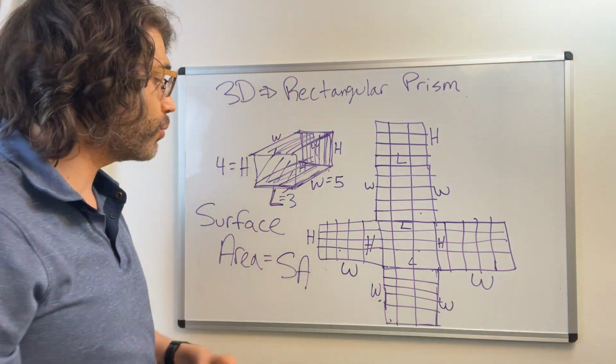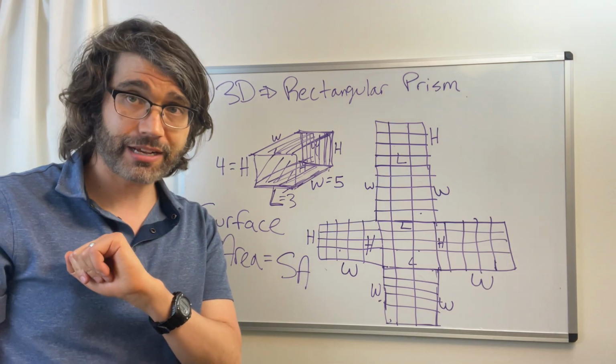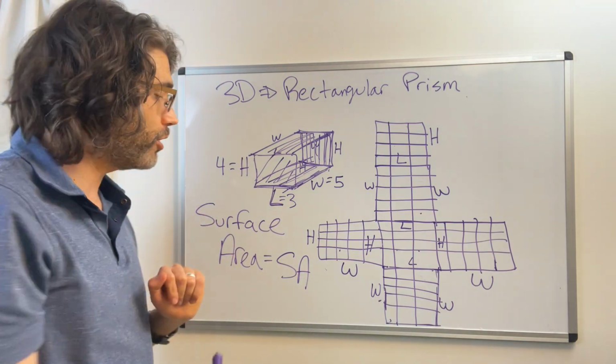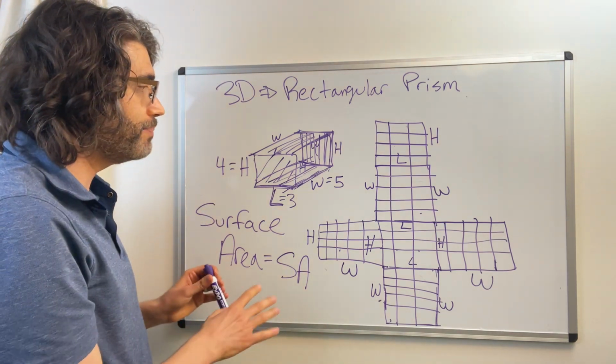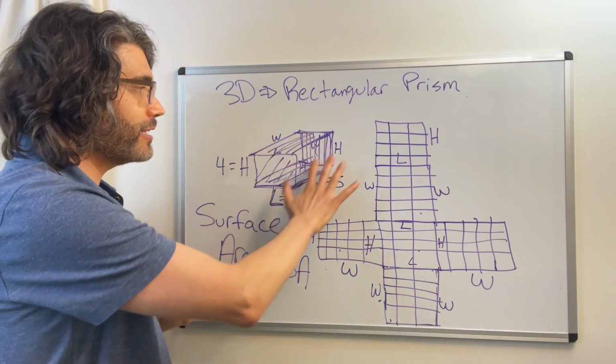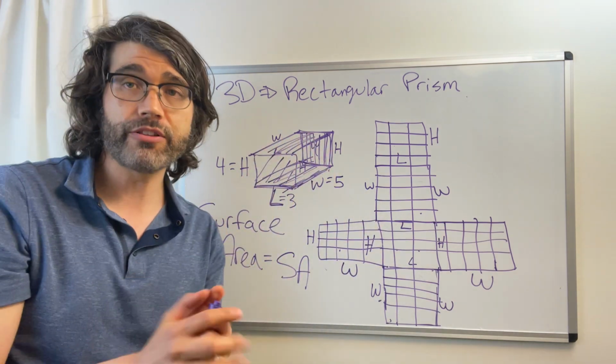And we will continue with surface area in the next video. We will create nets for not just rectangular prisms, but all kinds of other shapes as well.